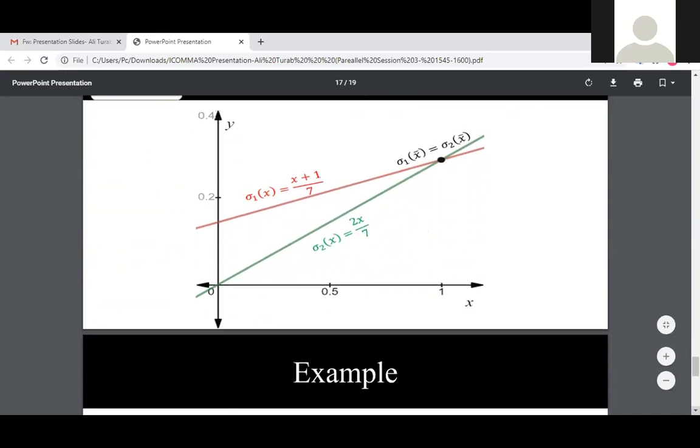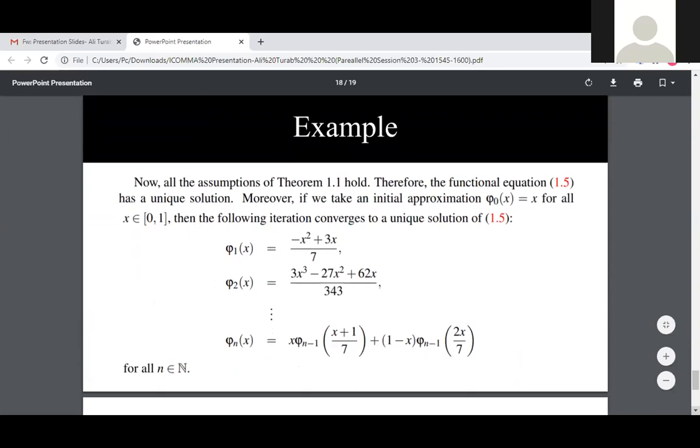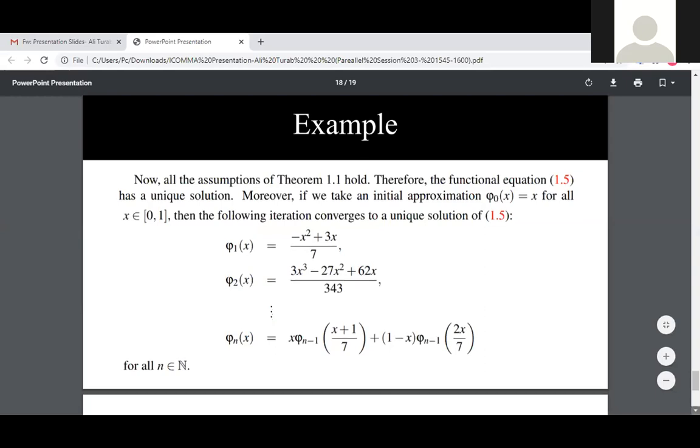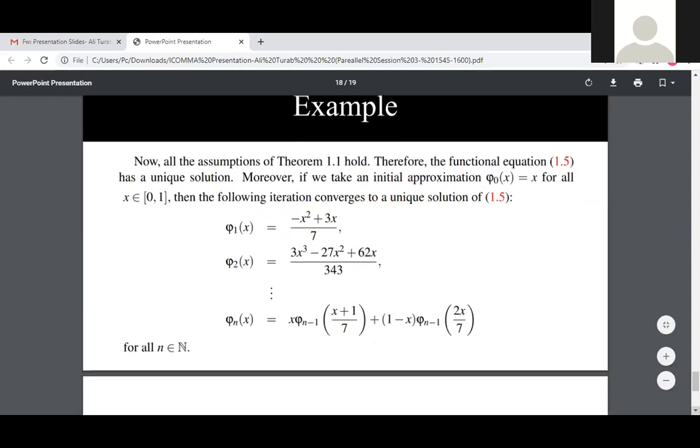So it means that from our main theorem, the functional equation 1.5 has a unique solution. And we can construct a sequence. For example, for the initial approximation, sigma 0 of x equals x. If we start from here, then we can calculate the values of sigma 1, sigma 2, and so on. And such a sequence converges to the solution of 1.5.